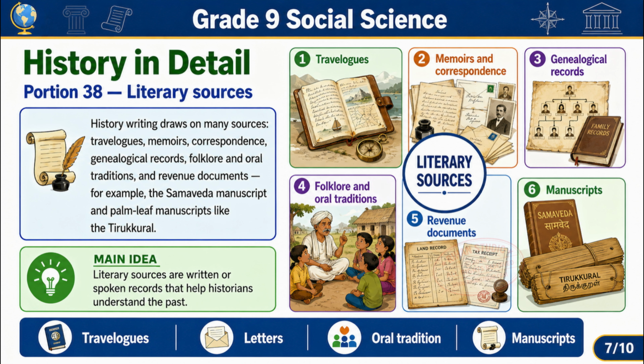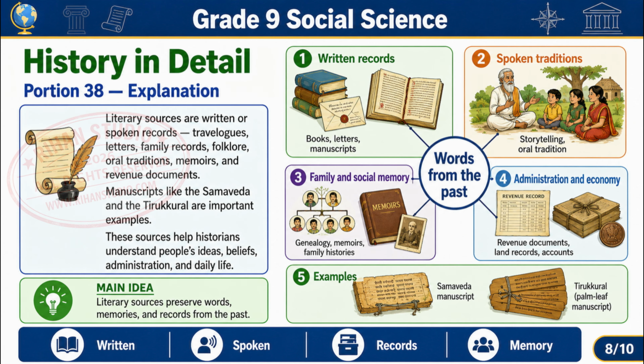Literary sources. History writing draws on many sources: travelogues, memoirs, correspondence, genealogical records, folklore and oral traditions, and revenue documents. For example, the Samaveda manuscript and palm leaf manuscripts like the Tirukkural. Explanation. Literary sources are written or spoken records: travelogues, letters, family records, genealogical records, folklore, and revenue documents. Manuscripts like the Samaveda and Tirukkural are real examples.